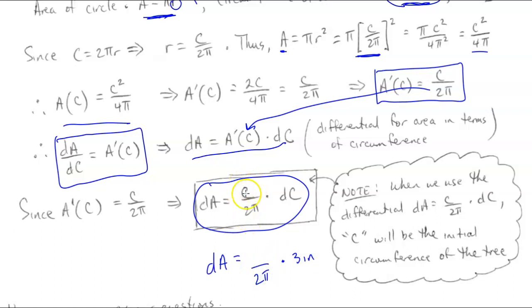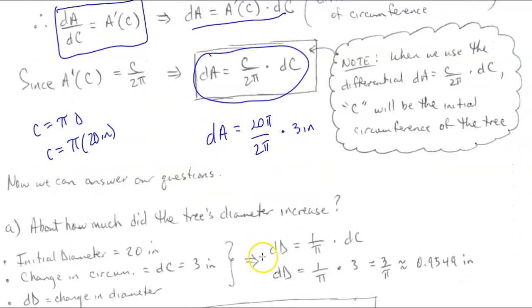And this C here is going to be the circumference that it was in the beginning. Okay. And we weren't given that, but what we were given was the diameter. And if you remember, circumference is just pi times diameter. The diameter that we were given was 20 inches. So that means that the corresponding circumference is just going to be 20 pi. And so this will be the calculation that we'll make at the end here.